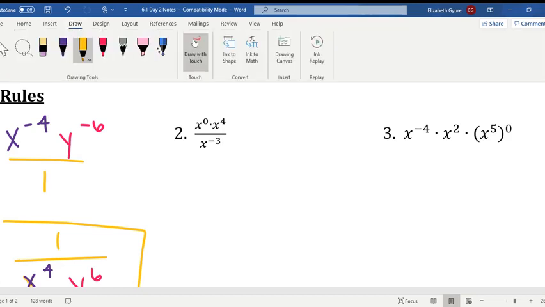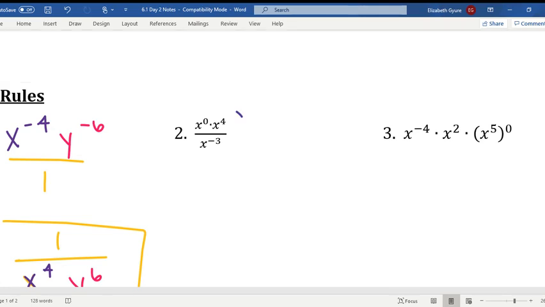Everything's an x though, right? So I don't have to worry about different variables at least. Everything's an x. So let's just take a look at the top part first. What can we do to simplify that top part? Anyone have an idea? What can we do to simplify x to the 0 and x to the 4th?